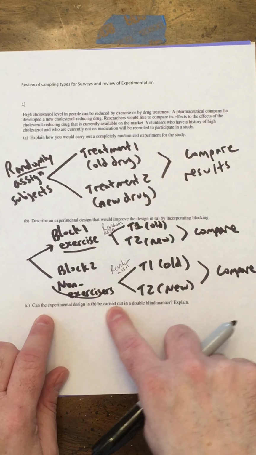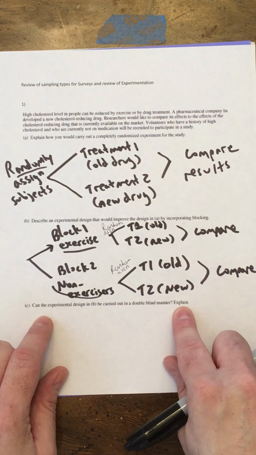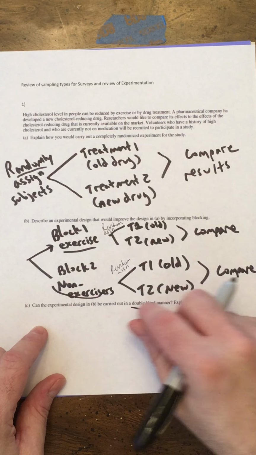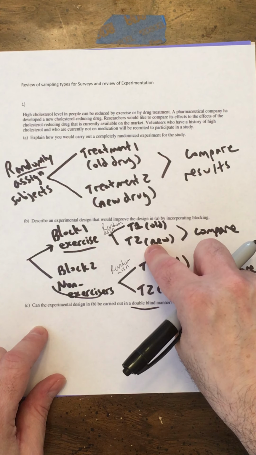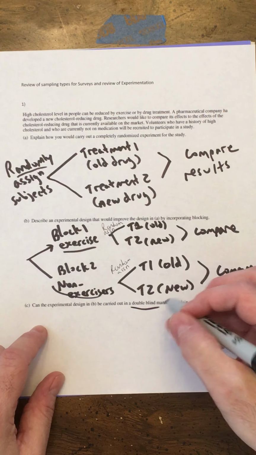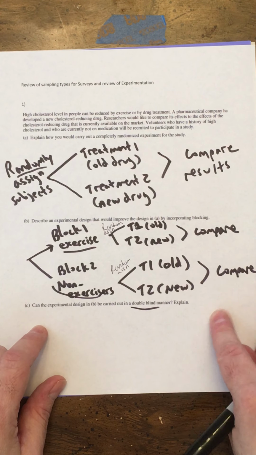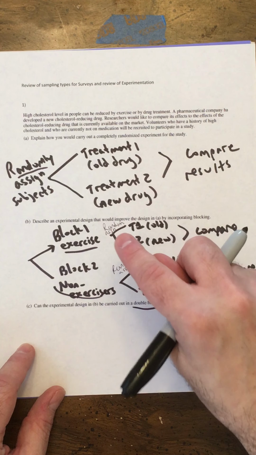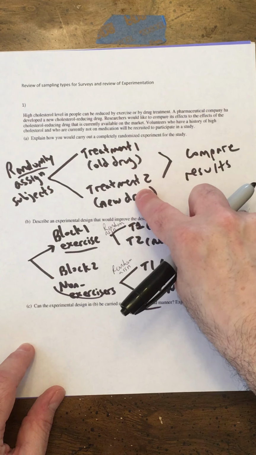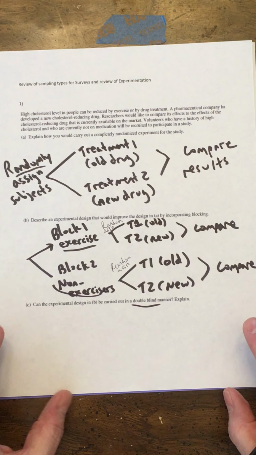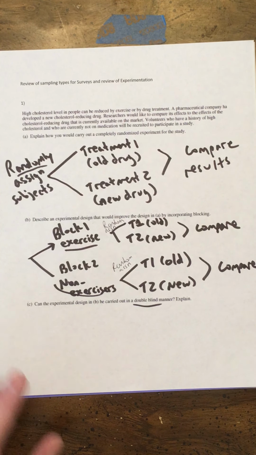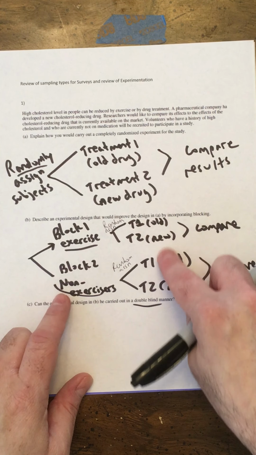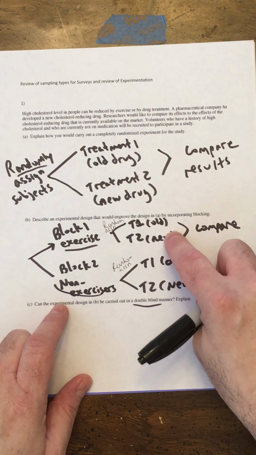Okay, finally, can this experiment in part B be done in a double-blind manner? Remember, you want to define what double-blind means to the graders. You want them to know that you know what it means. Now, double-blind, you would tell your grader that it means that not only does the volunteer not know what treatment they're getting, which drug they're getting, but the researcher doesn't know what drug they're getting either, right? So neither the volunteer nor the researcher know. So you could definitely do a double-blind experiment here.